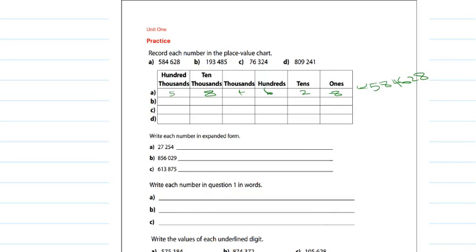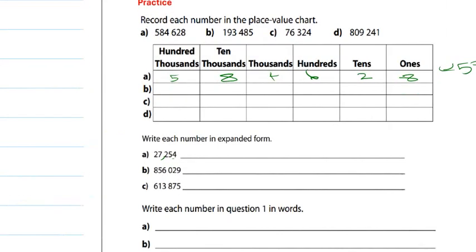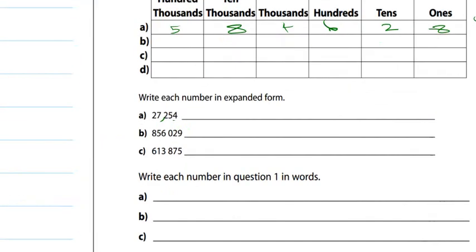The second style of question: write each number in the expanded form. You have to write this number in parts or partitions. Let's read the number from the left hand side. But before reading the number, you have to partition the number into two periods. 1, 2, 3, the first family. We have here 27,254.